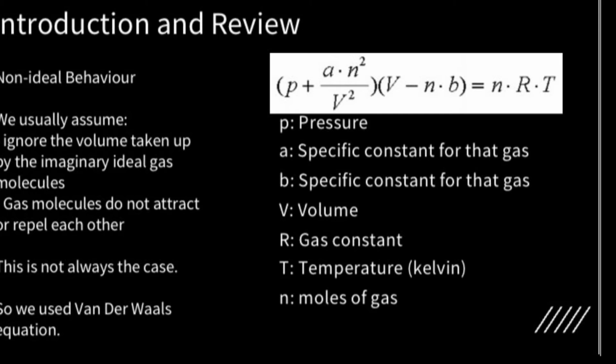The equation is (P plus a times n squared over V squared) times (V minus n times b) equals n times R times T, where P equals pressure, a is a specific constant for the gas, b is a specific constant for that gas, V is volume, R is the gas constant, T is temperature in Kelvin, and n is the amount of moles of gas.